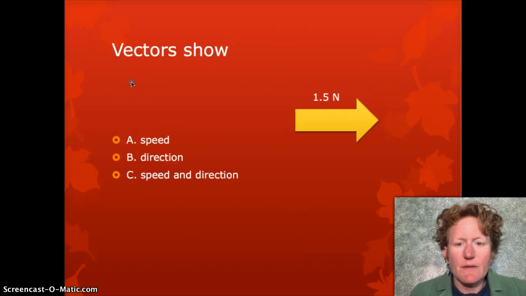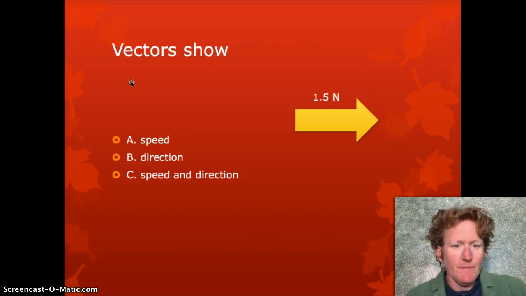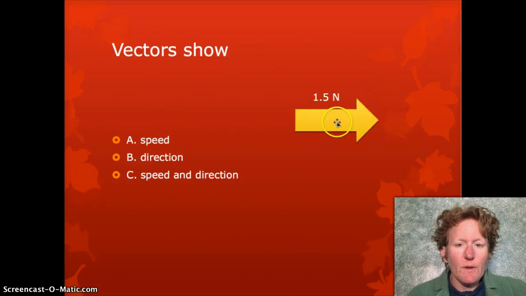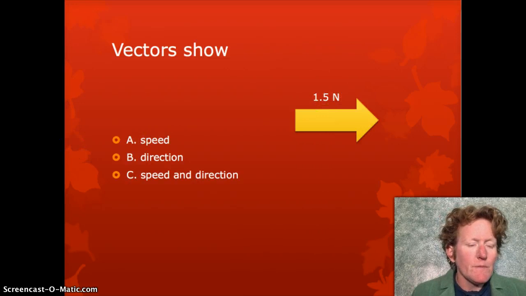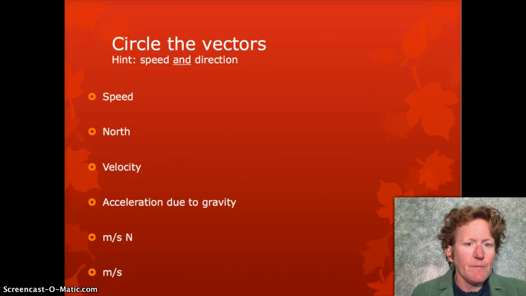Let's talk about vectors. Vectors have a magnitude and a direction. We know which way the force is being applied, or which way the velocity is going, and we know the size. So if you guessed speed and direction, you're absolutely correct. Pick the vectors out of this list. Pause the video for a second and think which of these quantities or descriptions are vectors.